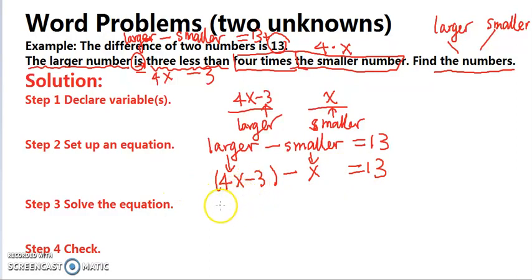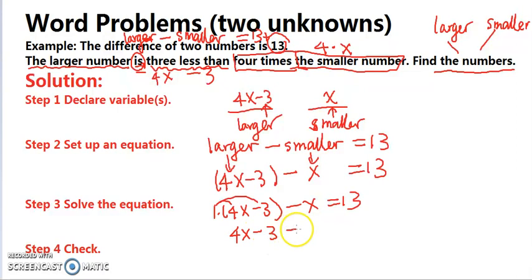So we first get rid of parentheses, because the number in front of 4x minus 3 would just be considered as 1. Let me copy the equation one more time. Here we distribute 1 to 4x, and distribute 1 to 3. That will still give us 4x minus 3 minus x equals 13. Now because we have two x terms, we're going to combine these two like terms. That's 3x minus 3 equals 13.